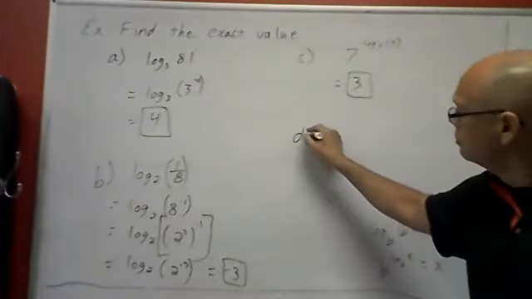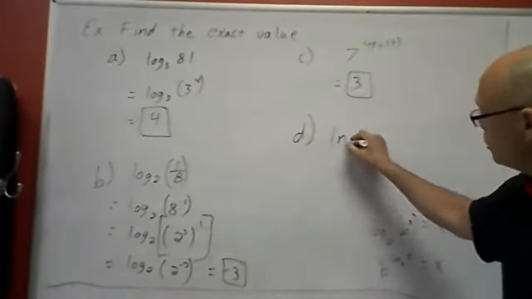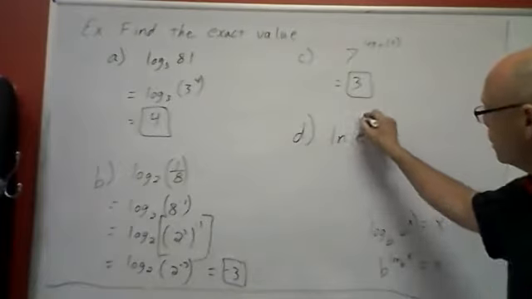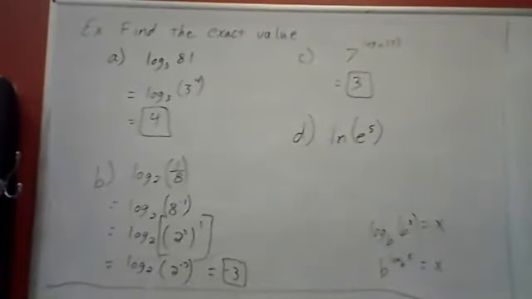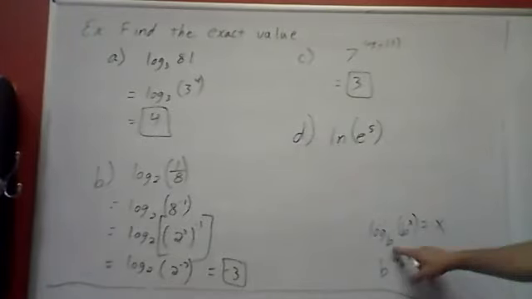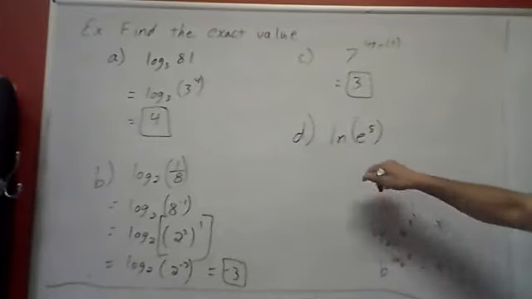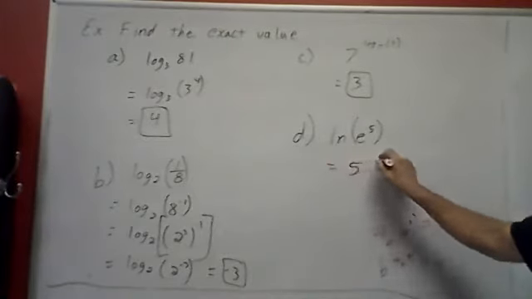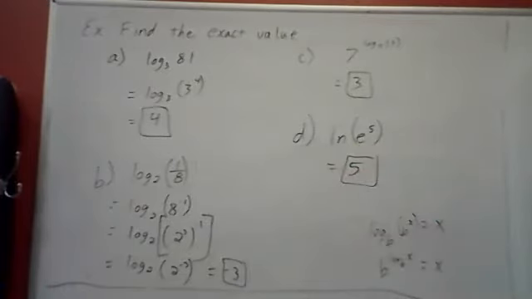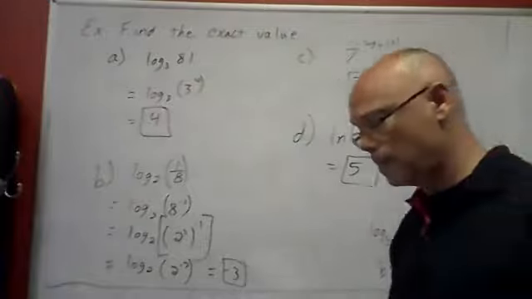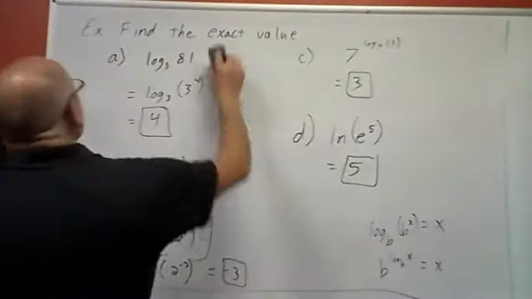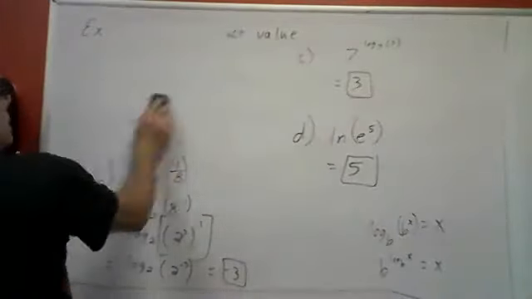But D. D, as in dog. Natural log of e to the 5th. Well, what is that? That's just this property, right? I have an understood e right here, and an e right there, so I drop everything except the 5. Well, that one was easy enough, huh? Too bad it can't be all that easy.